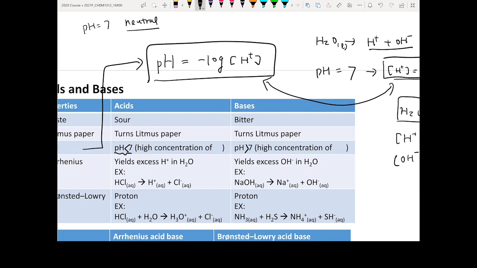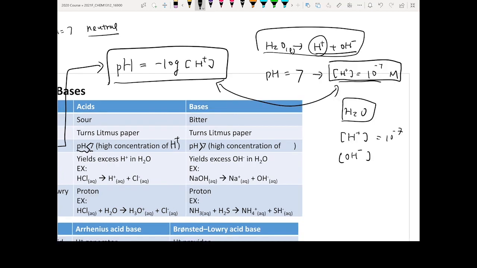If you have an acidic solution, that means you have more protons than the hydroxyl anion. If you have a base, that means you have a higher concentration of OH-.